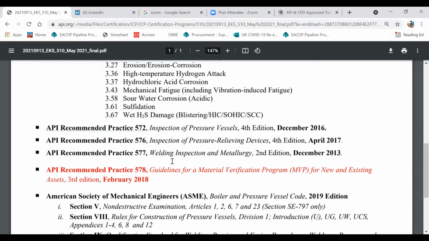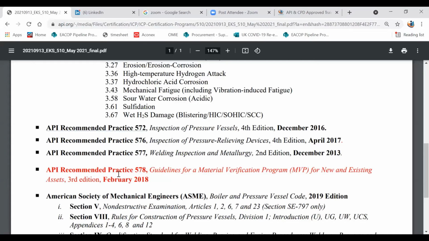Then you should know about pressure relieving devices, because if there is a pressure vessel, there will always be some pressure relieving devices. There are 4 or 5 types of them. You should know what each type is used for and what you normally encounter during inspection of pressure relieving devices. And then 577, welding inspection and metallurgy. There is a lot of repair, alteration and restoration, and on many of them welding inspection is done. So you should know general welding inspection and metallurgy. You don't need to be a welding inspector, mind you.